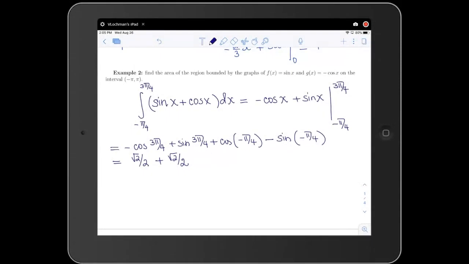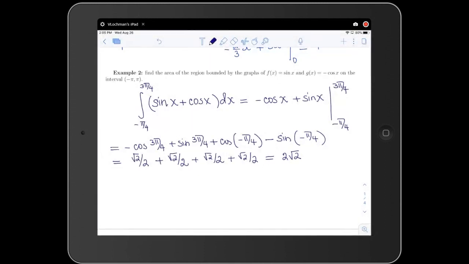Let's see, cosine of negative pi over 4. Negative pi over 4 is in the fourth quadrant. Cosine there is positive. Sine in the fourth quadrant is negative. Minus minus gives us a plus. All right, so how many of these do we have? 4. 4 root 2 over 2, so that's 2 root 2.